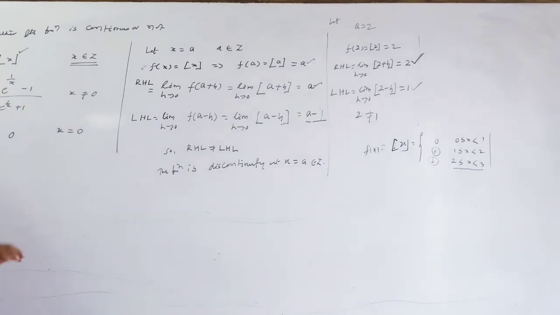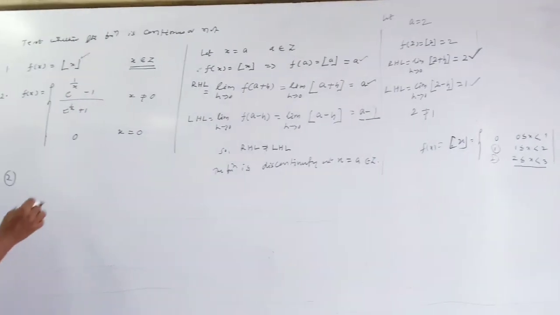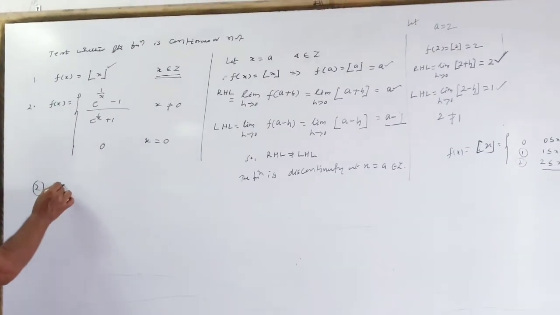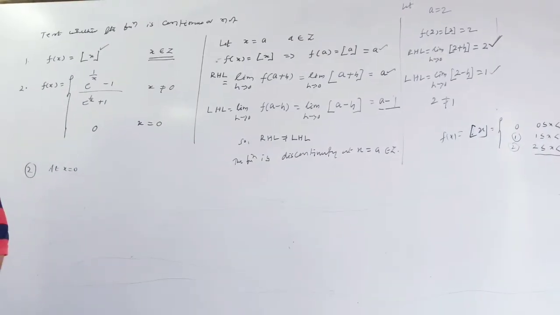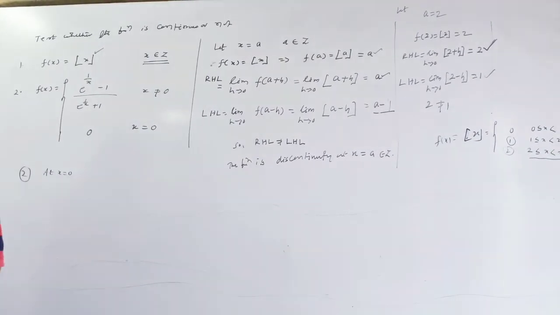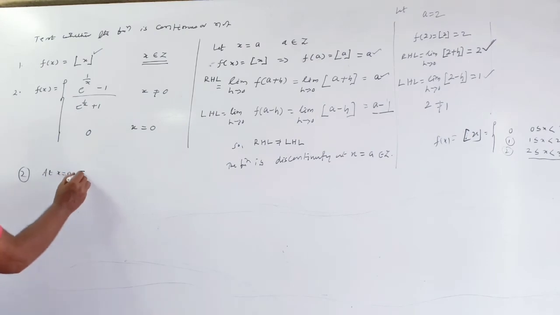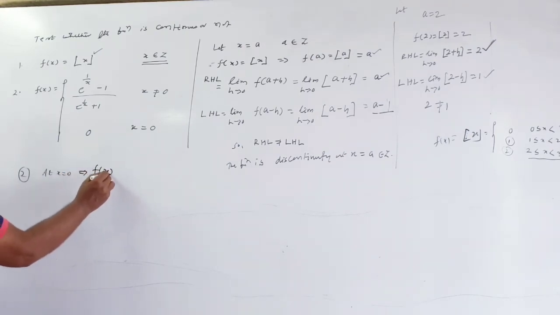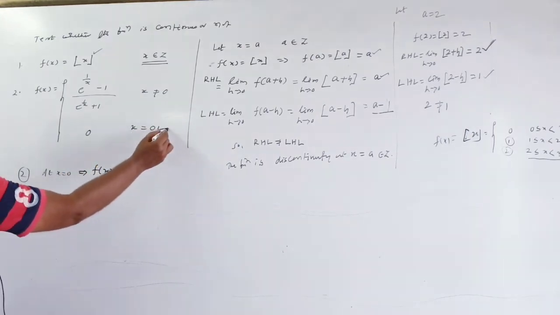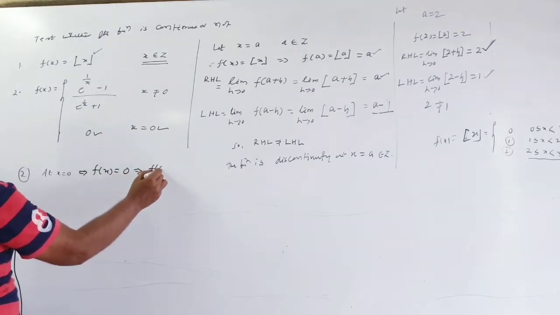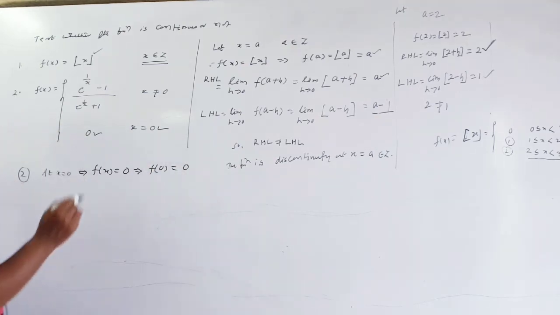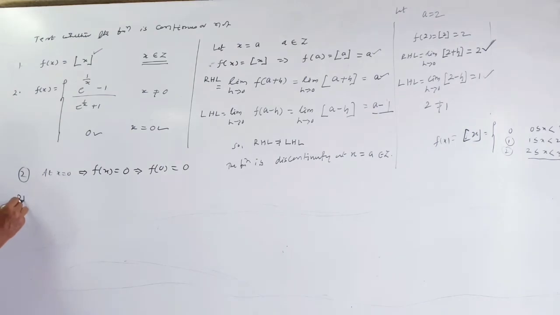Okay. Now this is the first one. The second one. Now at x equal to 0, what is the value? Find out. Here given f of x equal to 0 at x equal to 0. That means f of 0 equal to 0. Yes or no? Now, right hand limit.